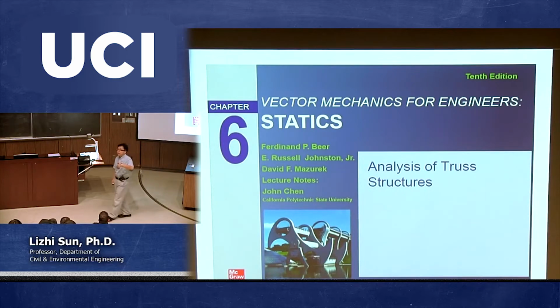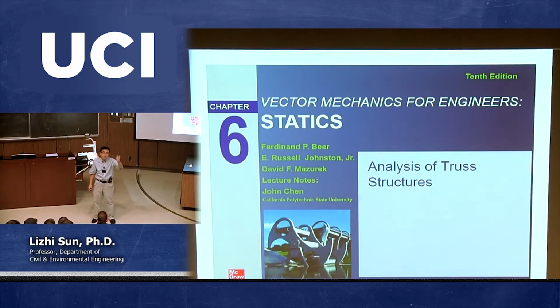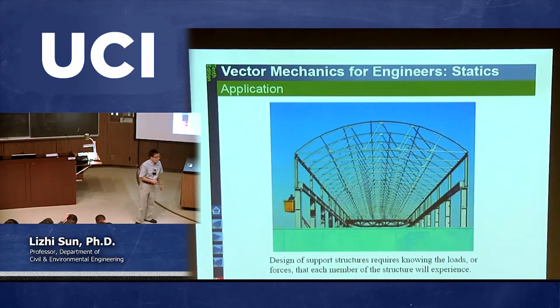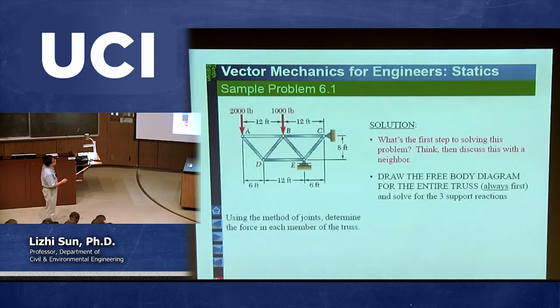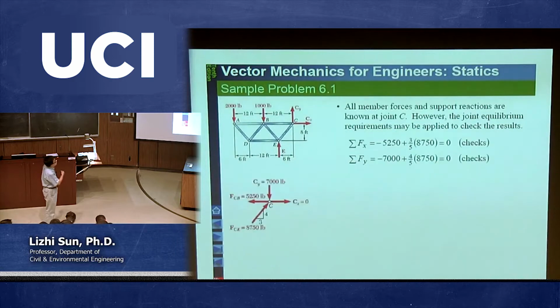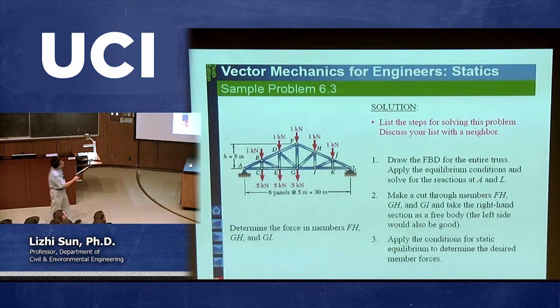But many times we may say, okay, you only need to calculate a few member forces. A few means 1, 2, 3, most likely. If that's the case, you need to think about the second method first, which is called the method of sections. The method of sections is to make a simple cut going through the members whose internal forces you want to calculate. For example, if we are asking you to calculate the internal forces for members FH, GH, and GI, then you need to make a cut.